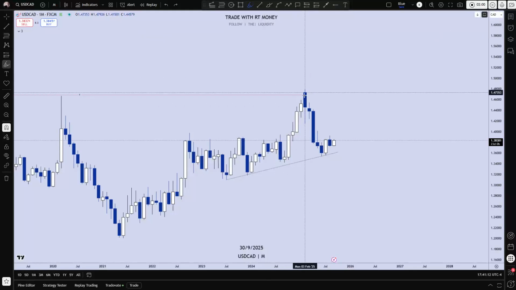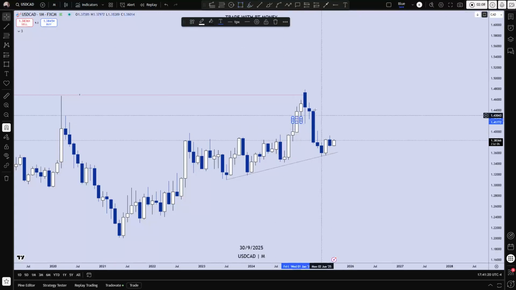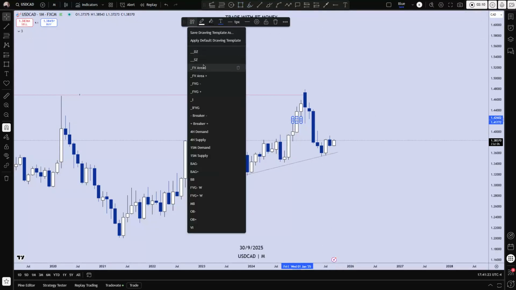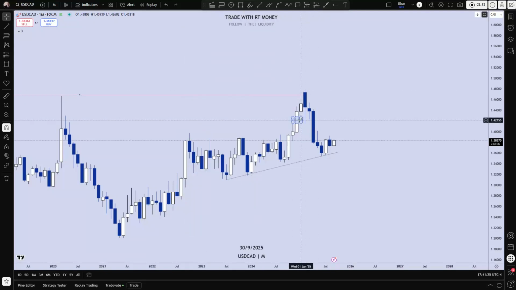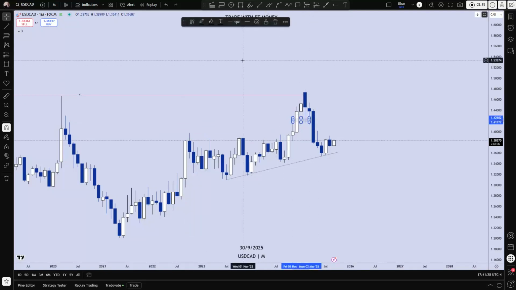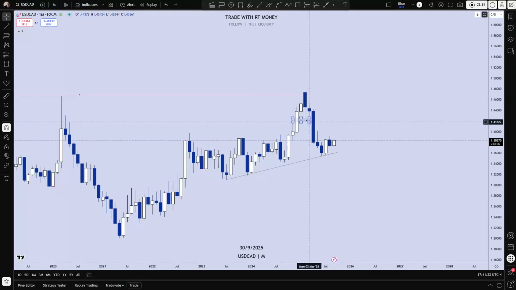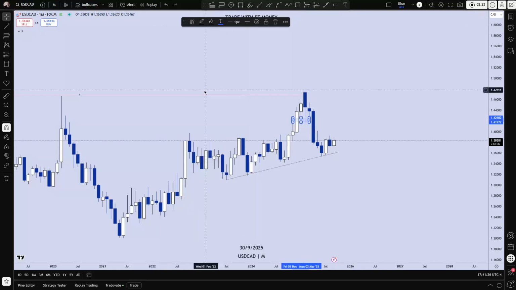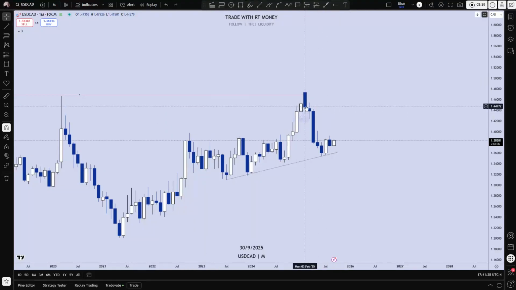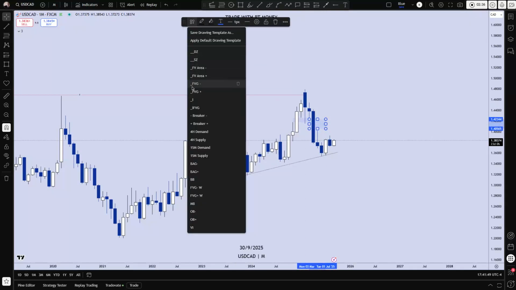Why? Because one, this was an impulsive move. Two, we took out a bullish fair value gap here. If you can't see it, I'm drawing it in now. It was used to go higher, and then price took it out and created a bearish one in its place, right? A bearish fair value gap that is untouched.